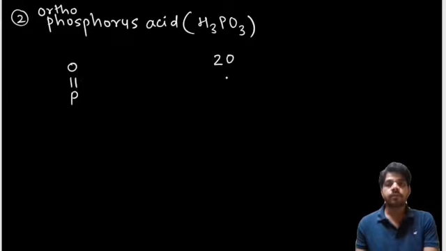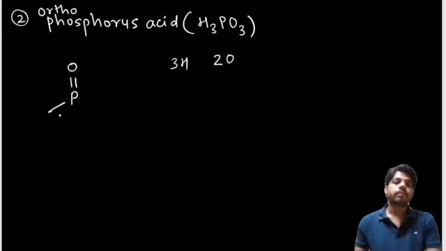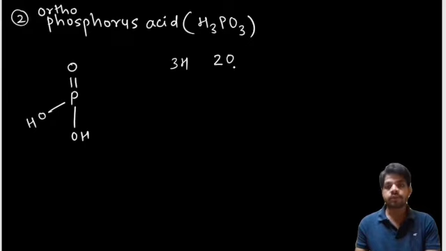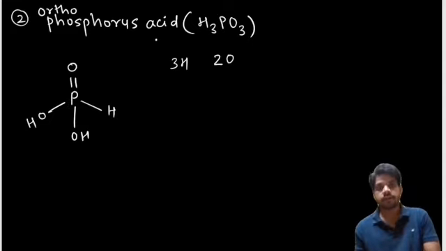How many oxygens do we have? Two. How many hydrogens do we have? Three. So how can we manage these three hydrogens with two oxygens? It is just like this. We'll draw two OH bonds with the two available oxygens. Then one hydrogen is left alone, so we'll make a direct P-H bond. So this is the structure of orthophosphorus acid, or we can say phosphorus acid.